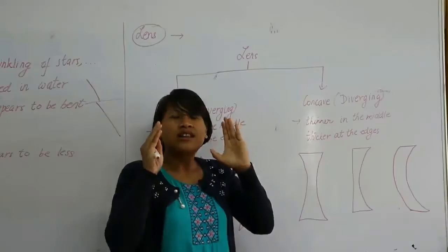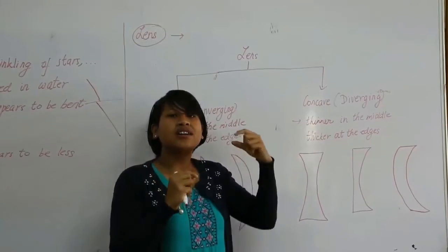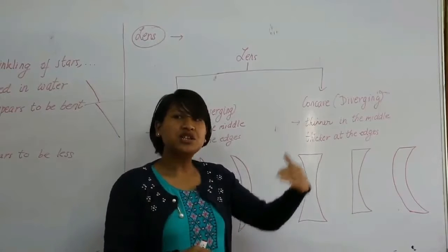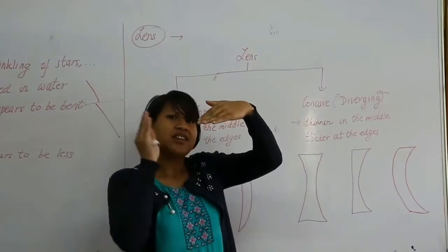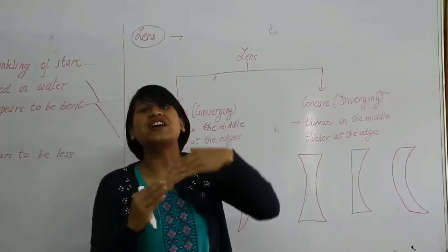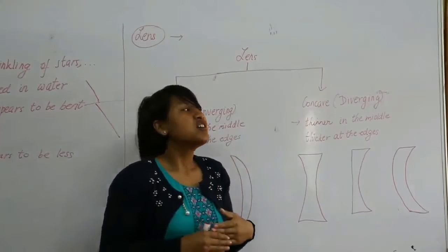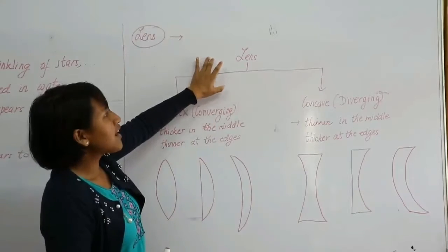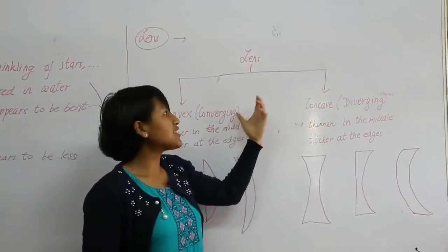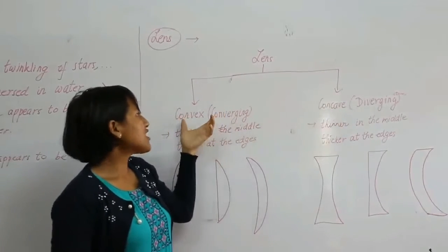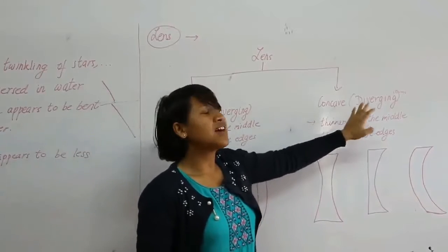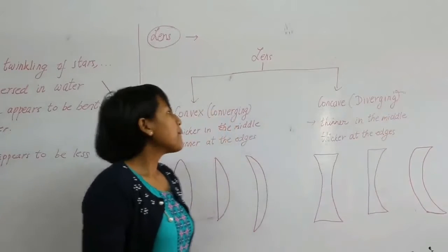Now, the working of a lens is based on the refraction of light. When light travels and passes through this lens, refraction takes place. Lenses are classified into two classes, convex and concave. Convex lenses are also called converging lenses, and concave lenses are also known as diverging lenses.